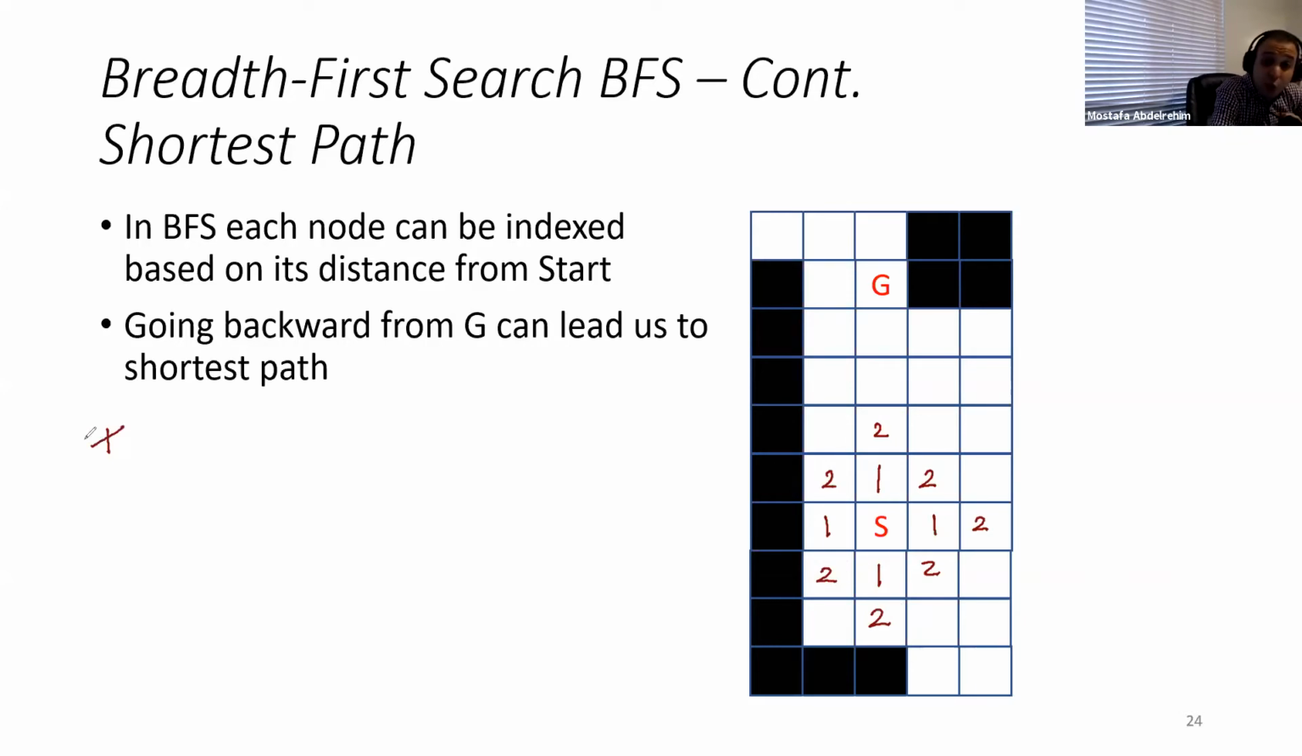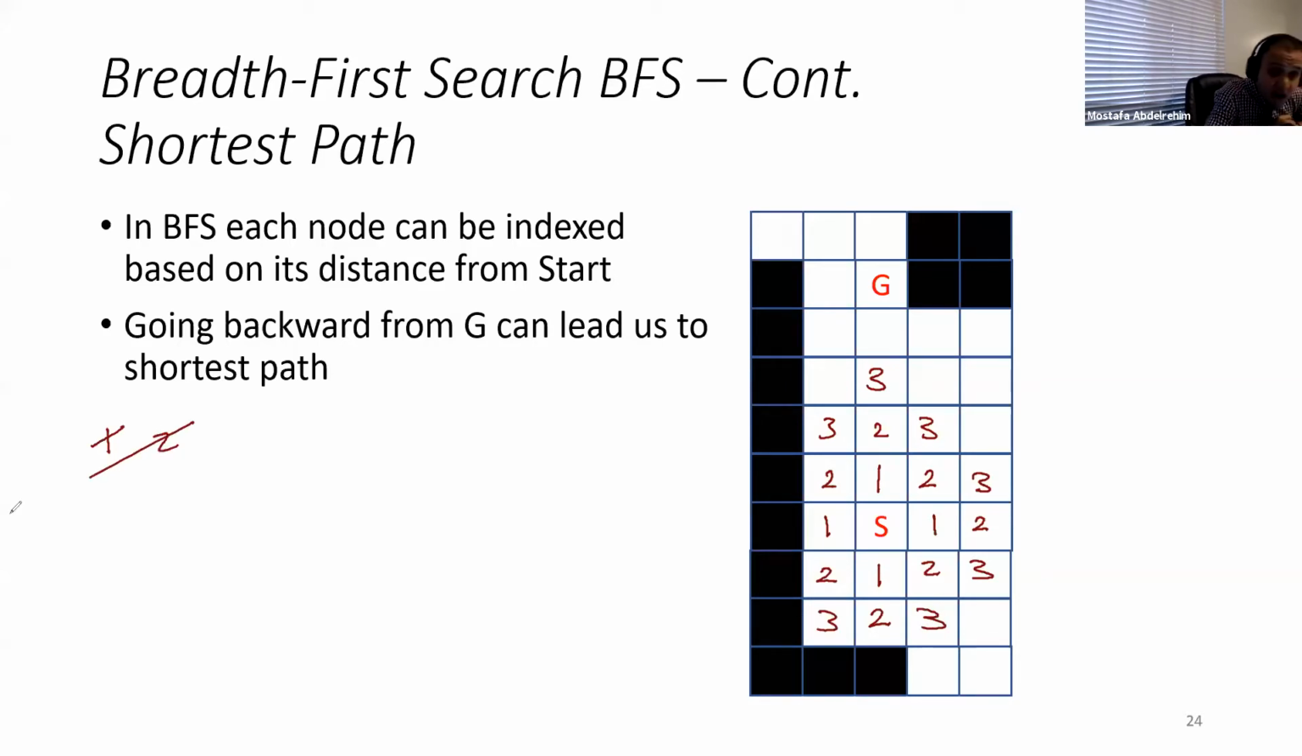Now, where are the cells that are 3 cells away from the start? These cells should be the cells that are adjacent to the 2s. These cells in here. So this is 3. Yes, it's 3 cells away. 3, 3, 3, 3, 3, 3.